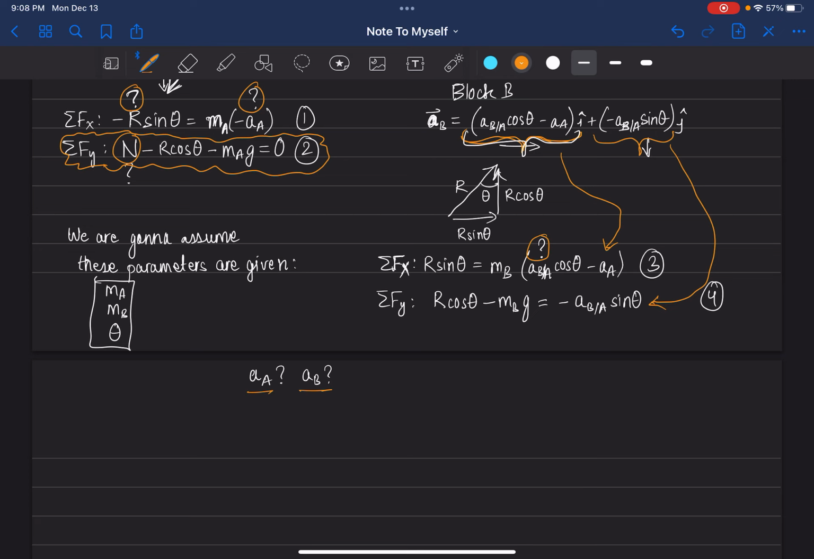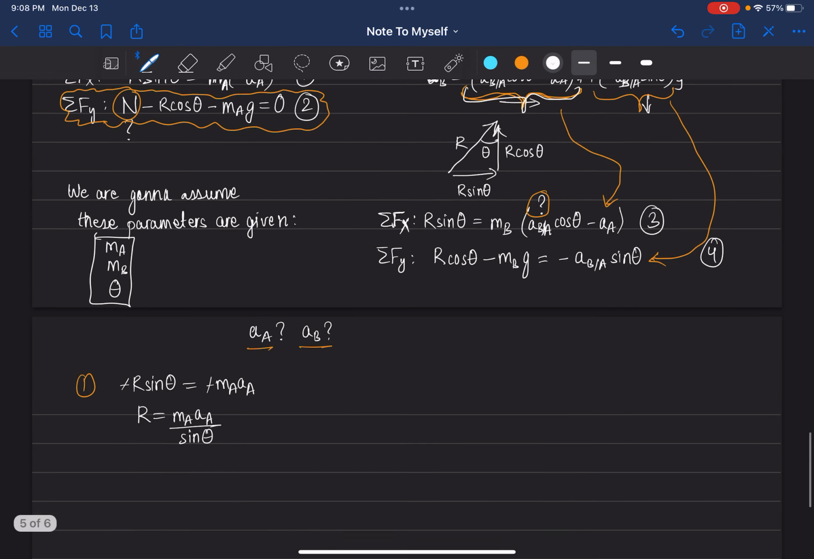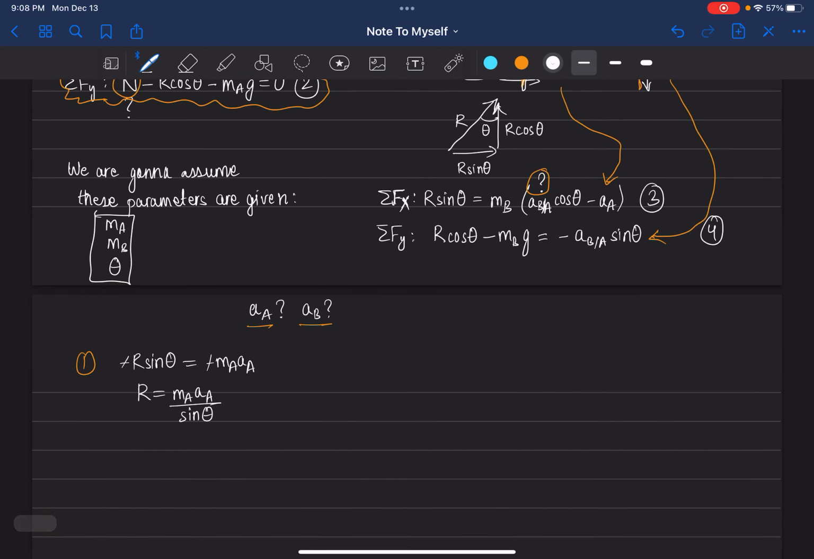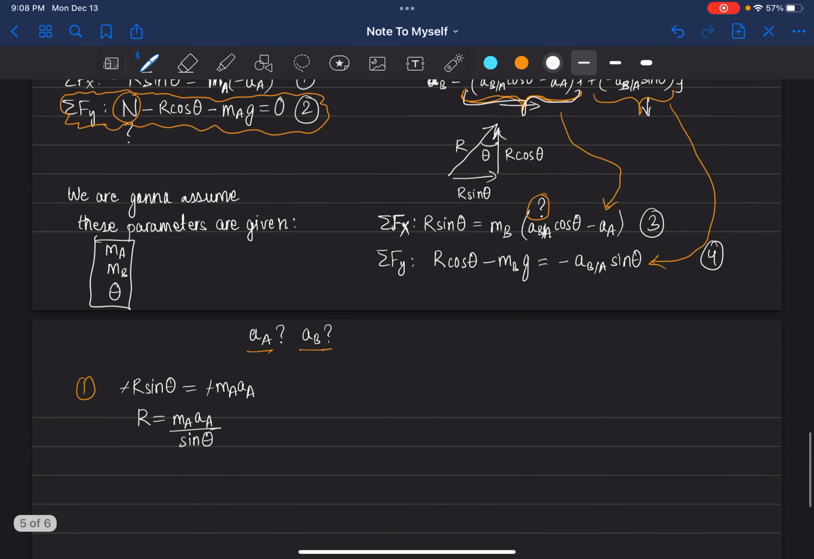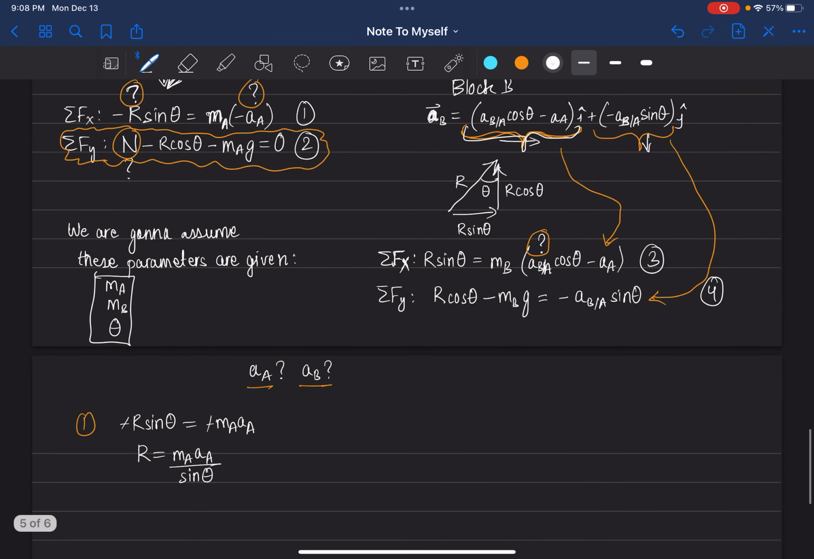Okay, but let's look at equation 1. If I look at equation 1, I get negative R sine theta equals negative m of A, acceleration of A. Negative, negative cancels. And then I can say R equals m of A, acceleration of A, over sine theta. So I have R in terms of acceleration of A.